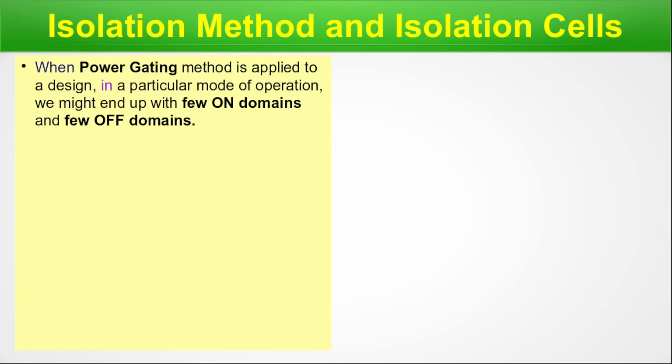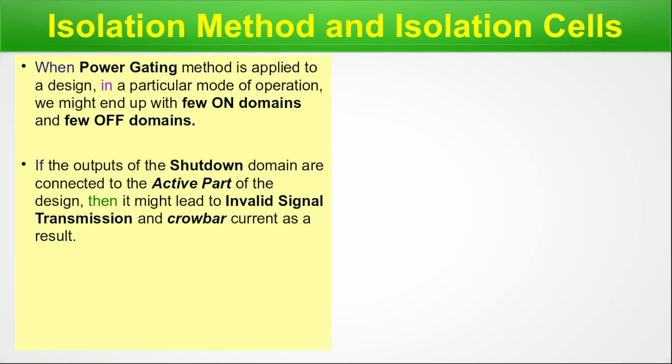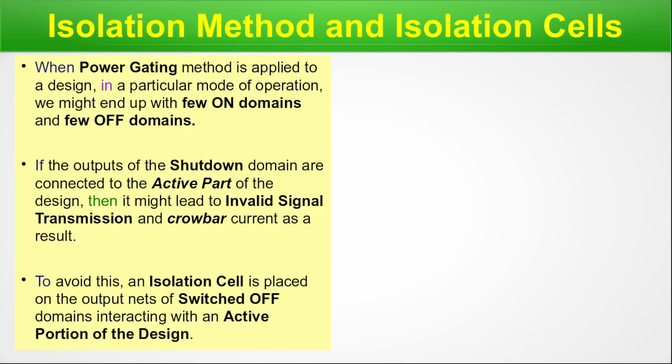When the power gating method is applied to a design, in a particular mode of operation, we might end up with a few on domains and a few off domains. So this is a cluster of on domains and a cluster of off domains. They were interacting before this particular time when the off domains became really off. Before that they were on. If the outputs of the shutdown domain are connected to the active part of the design, then it might lead to invalid signal transmission and a crowbar current as a result, as we have discussed already. To avoid this, an isolation cell is placed on the output nets of the switched off domain interacting with the active portion of the design.